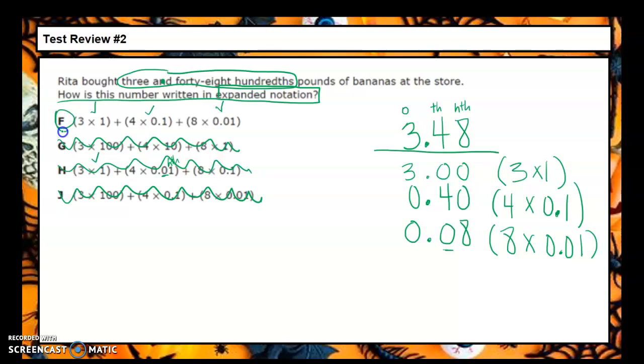Yes. So F. So do the strategy that you're seeing right here, and then eliminate. Eliminate what you can as you go along. That's a testing strategy, really.